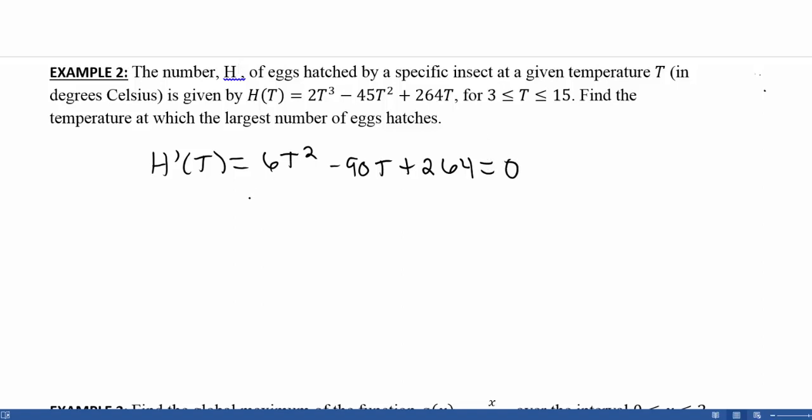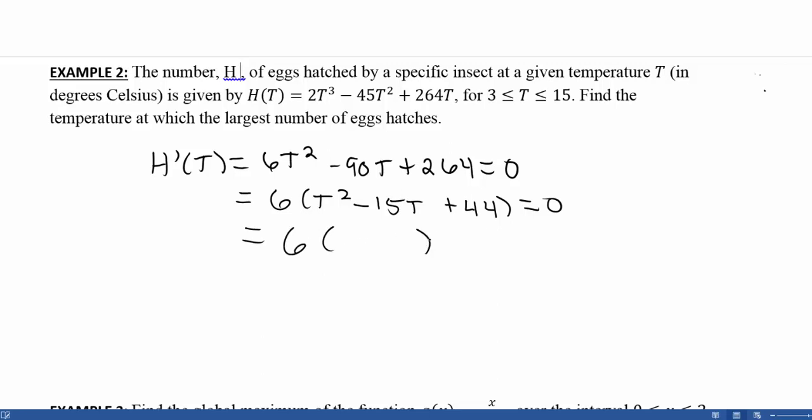And I want to know, when does that equal 0? So if I factor out a 6, I'm left with t squared minus 15t plus 44 equals 0. And if I factor that one more time here, I'm going to get t minus 11, t minus 4. If you're not comfortable with factoring this way, you are welcome to use the quadratic formula to find the roots.